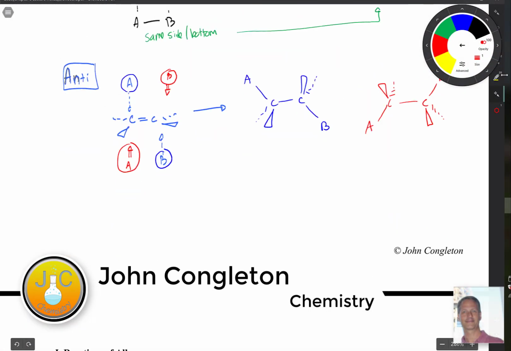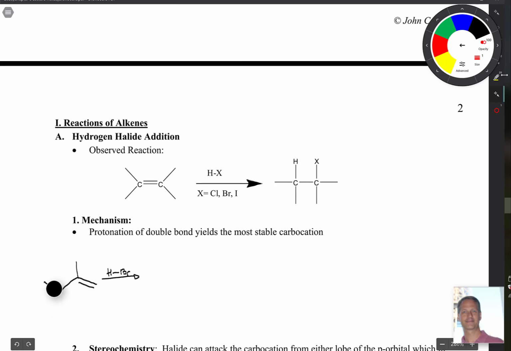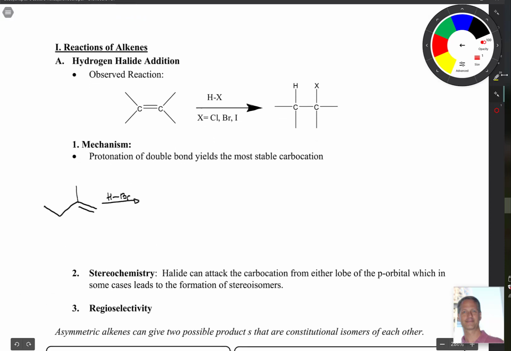Right, so let's come down and look at our first reaction, which is the reaction of a hydrogen halide with an alkene. The way you're going to see this reaction is you'll see your alkene plus an HX. It's usually chlorine, bromine, or iodine here. And here we see an H atom added and an X added. That's the observed reaction. The mechanism is actually pretty straightforward.